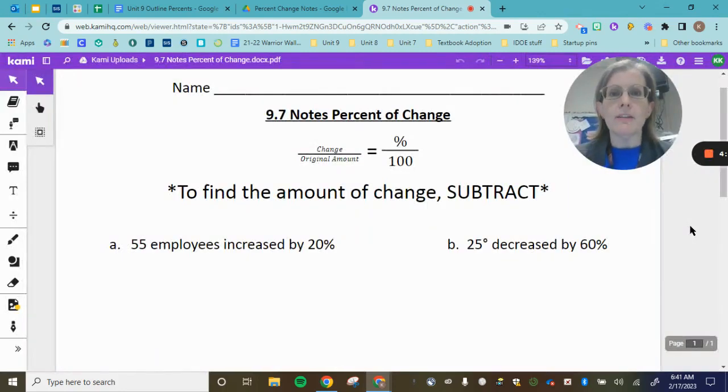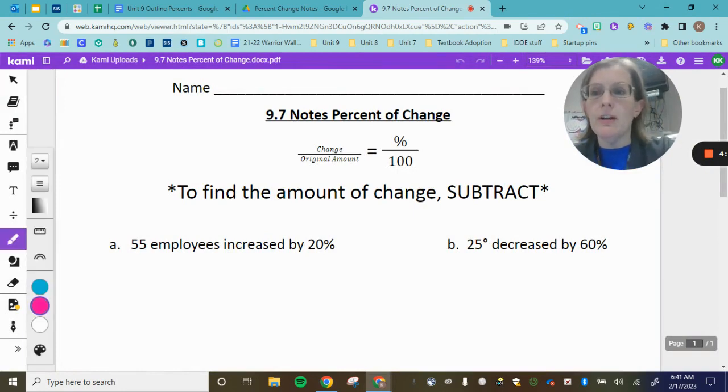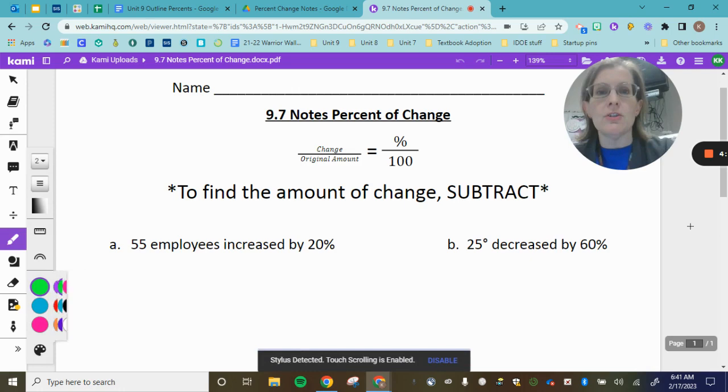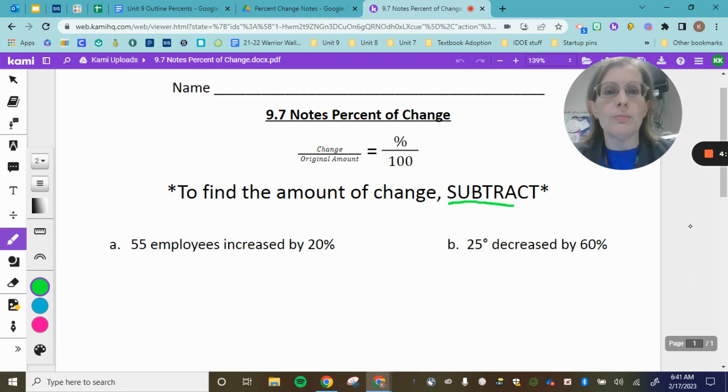For Unit 9, Lesson 7, we're talking about percent of change, which is another application of percentages. So percent of change is just finding the percent of how much changes. In order to find a change in math, you will subtract. You usually subtract the new number minus the original number to find out how much it changes. And then it will be the change over the original amount, and notice the percent over 100 has never changed.